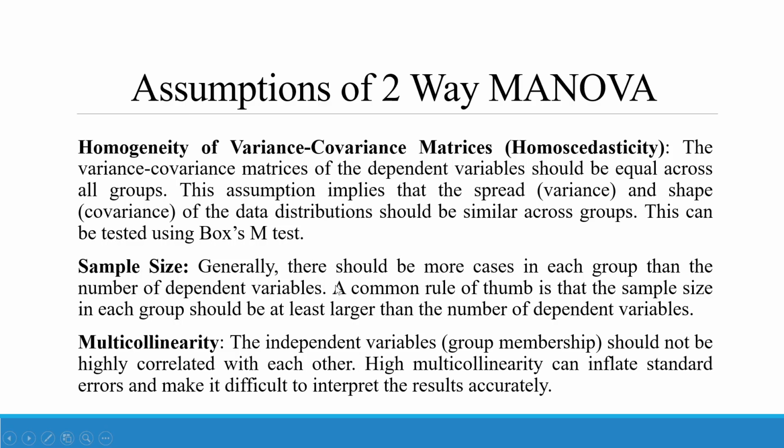Sample size. Generally, there should be more cases in each group than the number of dependent variables. A common rule of thumb is that the sample size in each group should be at least larger than the number of dependent variables. Multicollinearity. The independent variables should not be highly correlated with each other. High multicollinearity can inflate standard errors and make it difficult to interpret the results accurately.